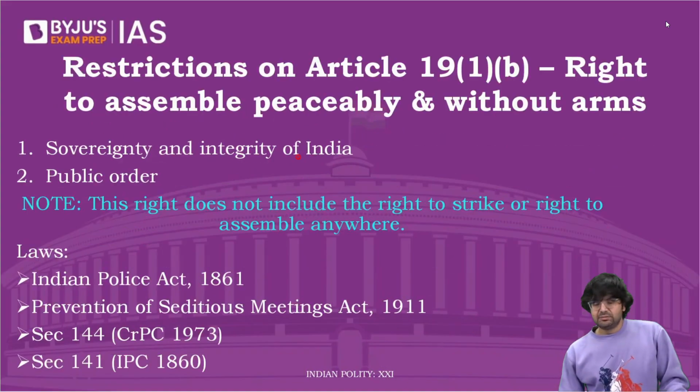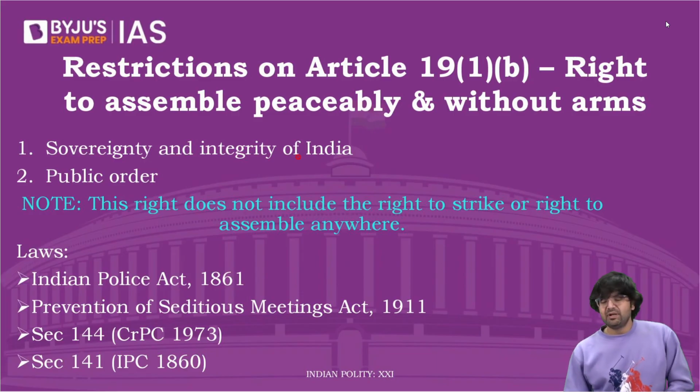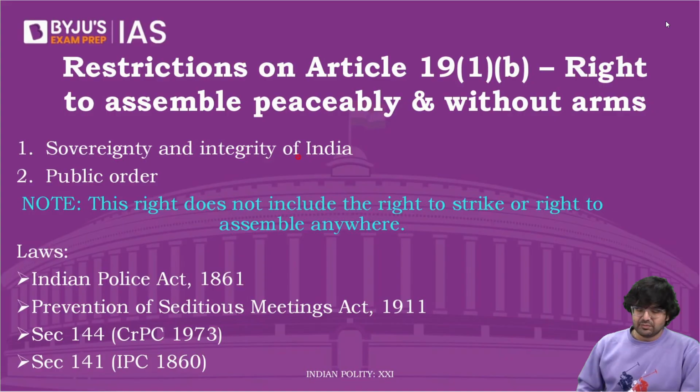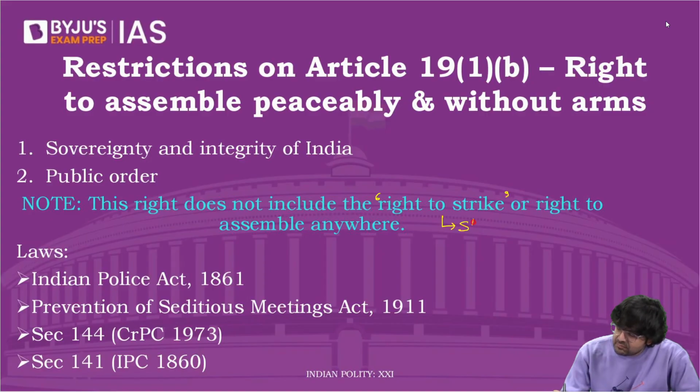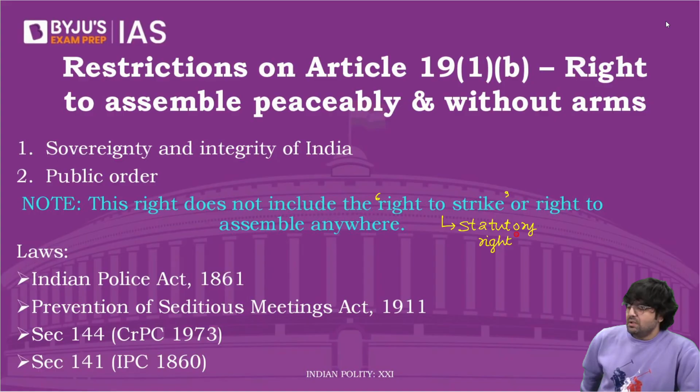Moving on to the next restriction on the next right. The right is to assemble peacefully and without arms. 2 restrictions are sovereignty and integrity and public order. This right does not include the right to strike. Right to strike is a statutory right. Are we clear? It's a statutory right.